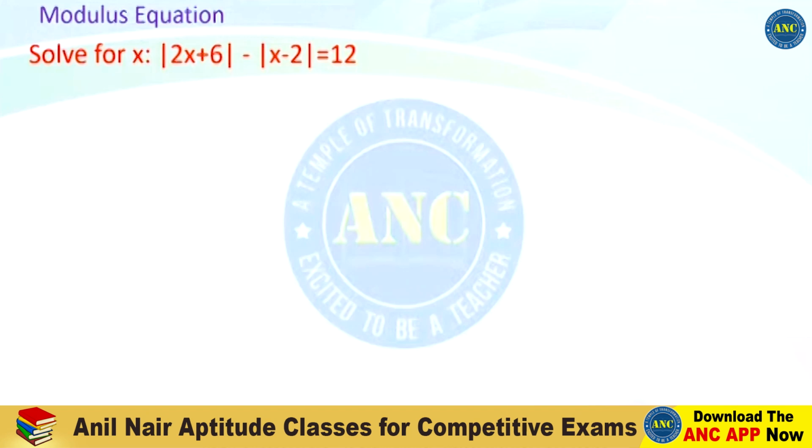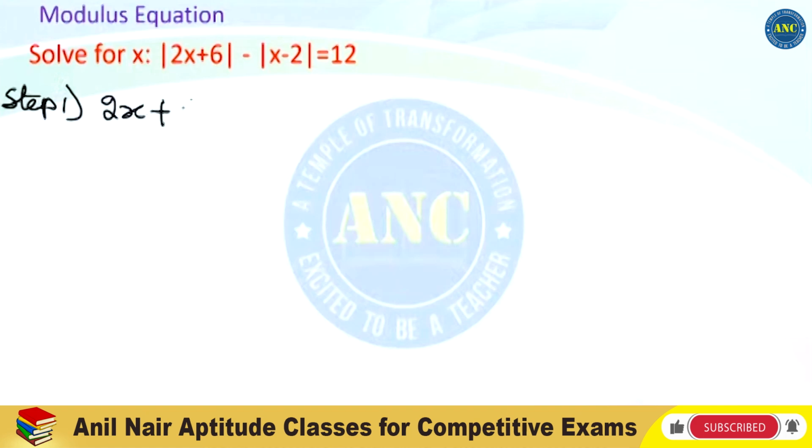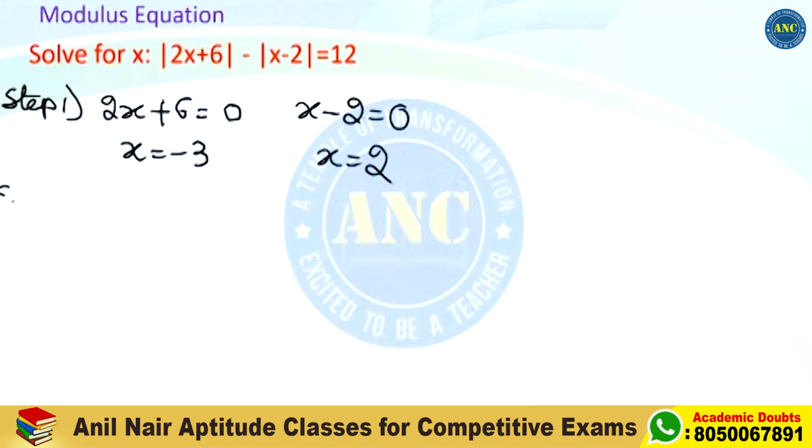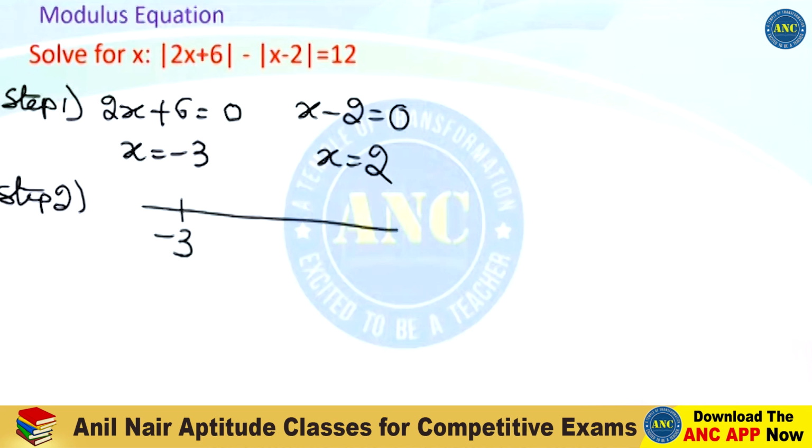Solve for 2 mod of 2x plus 6 minus mod of x minus 2 equivalent to 12. Again listen carefully. Step number 1, find out the critical points. 2x plus 6 equivalent to 0, x equivalent to minus 3. x minus 2 equivalent to 0, x equivalent to 2. Step number 2, write it on a number line. If I write it on a number line, this is nothing but minus 3 and it is nothing but 2.